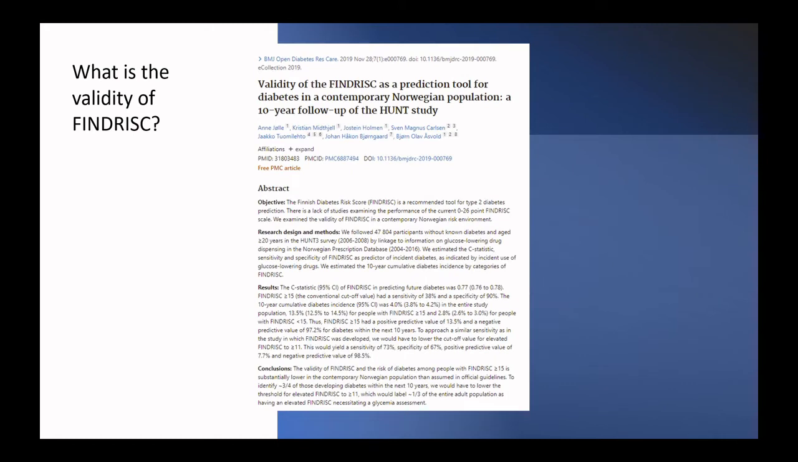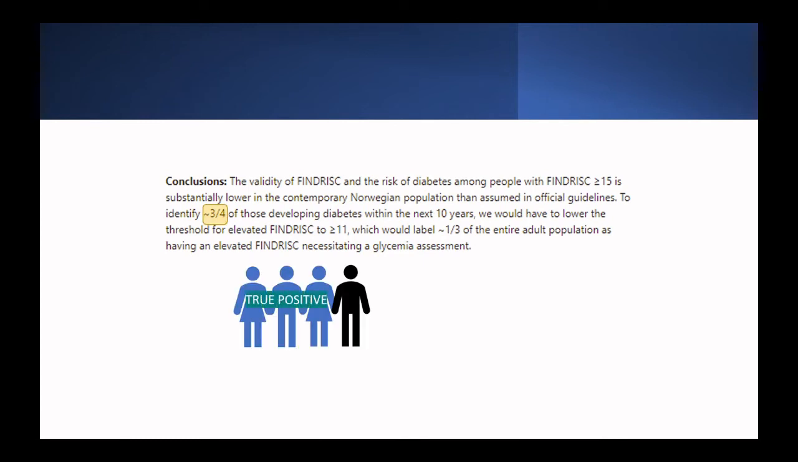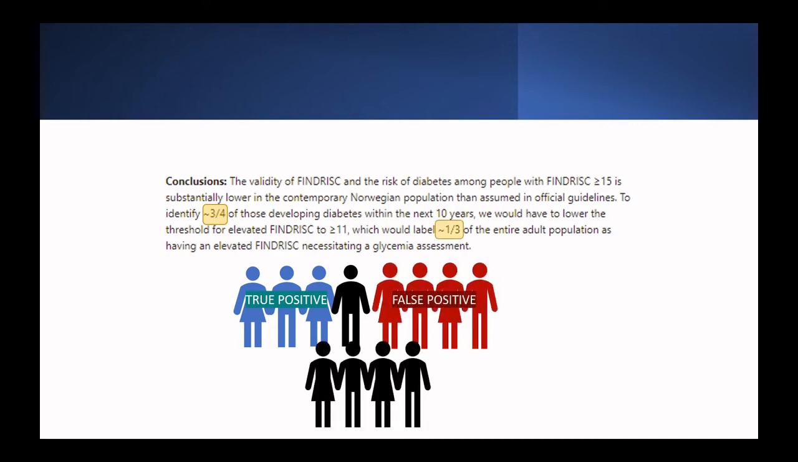We're not in Finland, we're in Stockholm, Sweden, and all of this makes us wonder, what is the validity of Knowrisc in our case? Let's look at this study from Norway, looking at the validity of the Knowrisc as a prediction tool. Let's look specifically at the conclusions. Here we can see that to identify 3/4 of those developing diabetes, we have to label 1/3 of the entire adult population as having high risk for diabetes. This means that we run the risk of a lot of false positives.